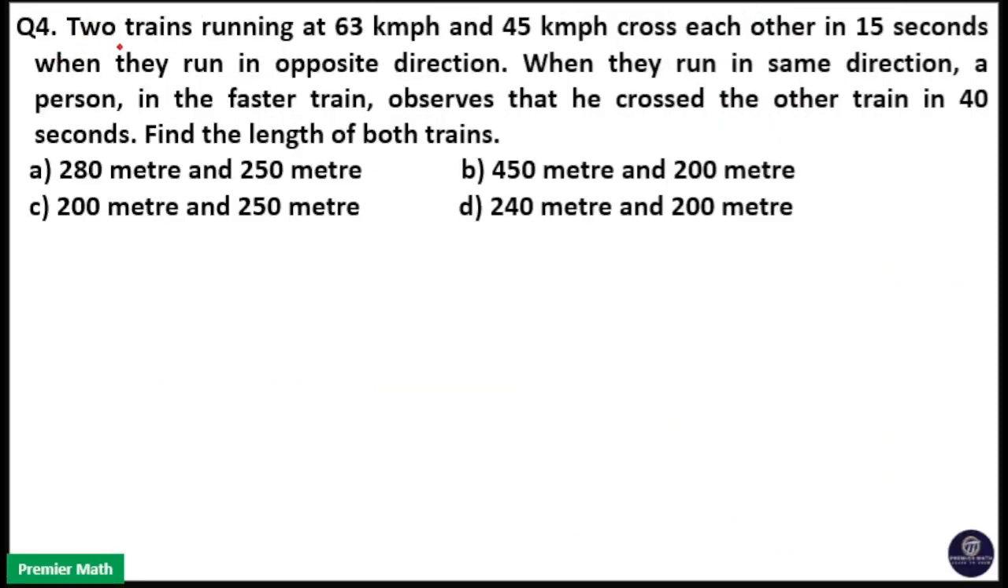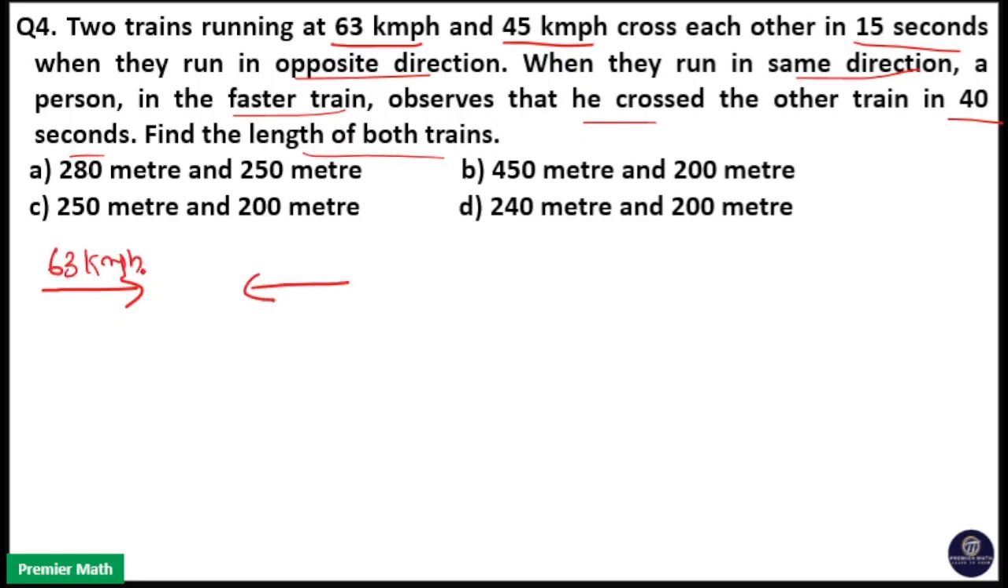Next is question number 4. Two trains running at 63 km per hour and 45 km per hour cross each other in 15 seconds when they run in opposite direction. When they run in the same direction, a person in the faster train observed that he crossed the other train in 40 seconds. Find the length of both the trains. Here, in the first case, both the trains are moving in opposite direction, one train with speed 63 km per hour and another with speed 45 km per hour, and both are crossing each other in 15 seconds. So time to meet is given.